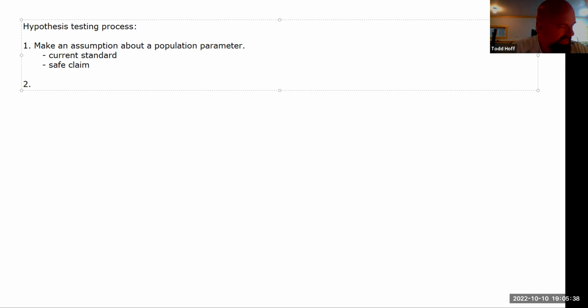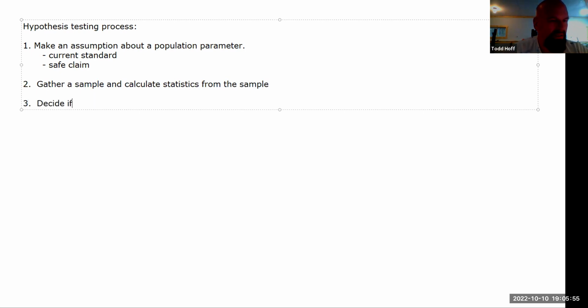Second, after we make that assumption, we gather a sample and calculate statistics from the sample. And then finally, we decide if the results of the sample are consistent with what we would expect if the assumption we made was true.